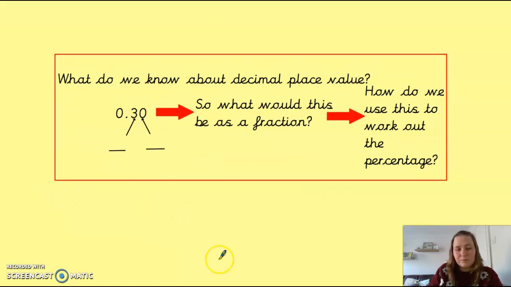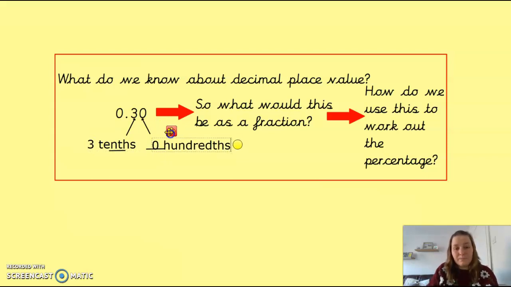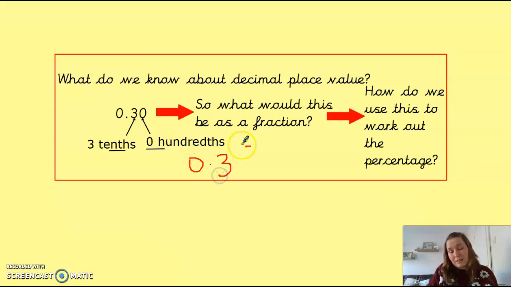Let's look at another example. Thinking then of our decimal place value again, I've got 3 in the tenths column, 3 tenths, and then I've got no hundredths. Okay, so 3 tenths. 0.3 I can say is 3 tenths. That makes it really easy to hear what it is as a fraction. So let's do the whole thing. 0.3, I can put that 0 but I don't need it, equals 3 tenths. Let's think about what that would look like.